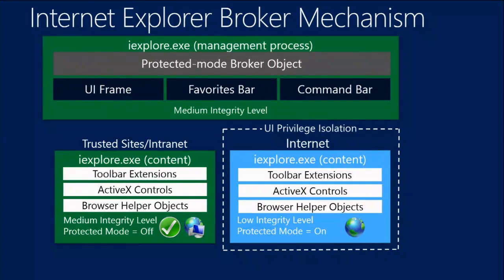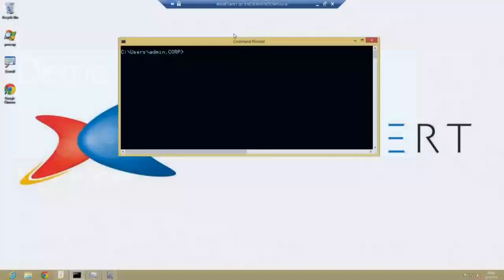And you need this because, for instance, on your intranet, you should be able to open documents. You should be able to do certain things that you do on your internal network as a standard user. And you should not be limited because you are running in protected mode.